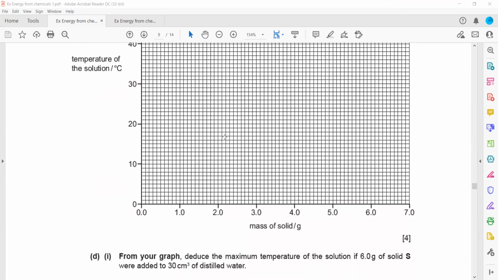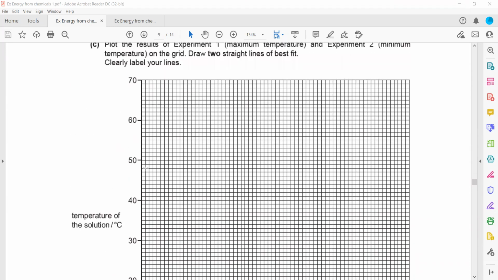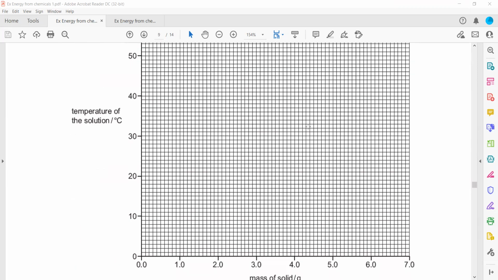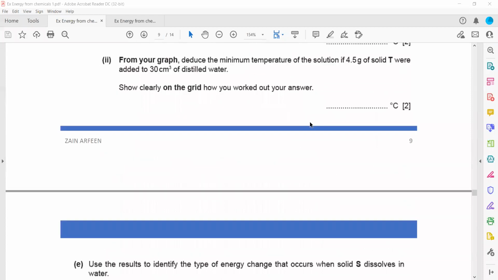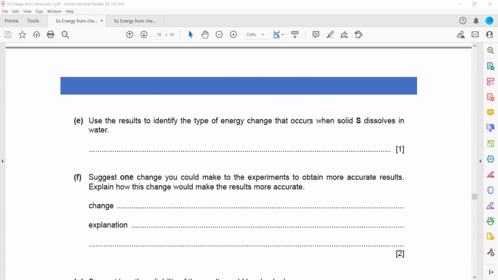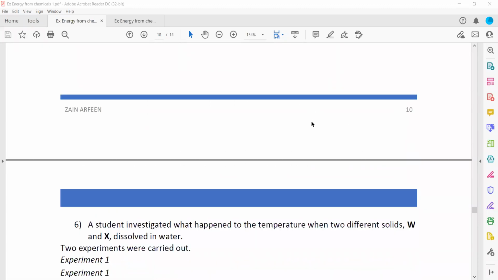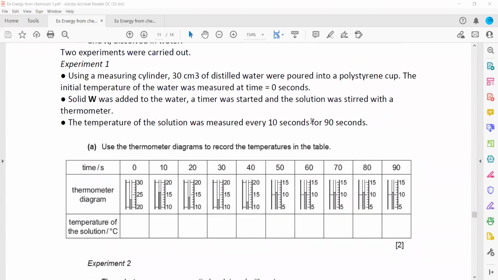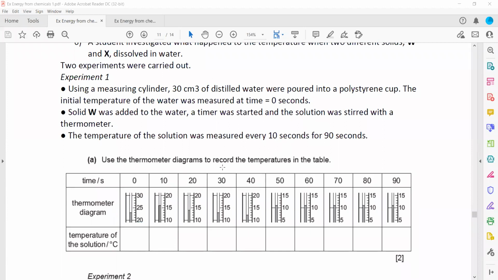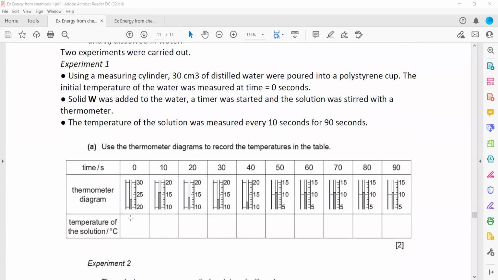So we have to sketch a graph here, temperature of a solution, and draw the best fit line according to the values. The remaining parts are not related to the topic, they're related to another chapter. Use the thermometer diagram to record the temperature in the table. What are the temperatures in the table? Can you complete it using the screen annotation? You can just state the temperature reading values.